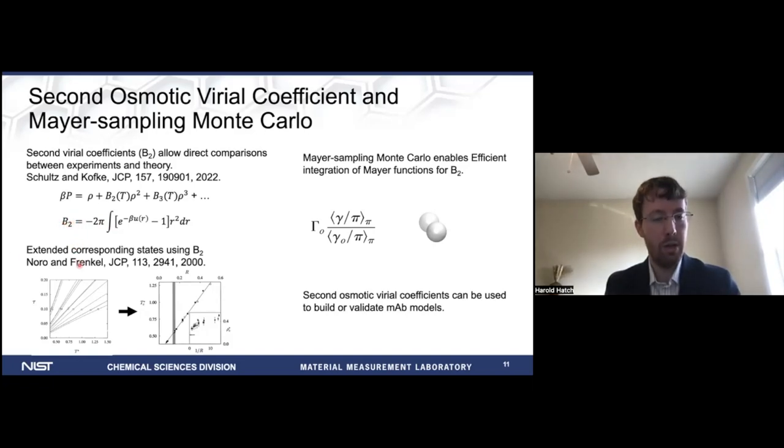It's also used in this relatively famous Noro and Frenkel extended corresponding states to collapse phase diagrams. It's very efficiently calculated with Mayer sampling Monte Carlo, which integrates these Mayer functions in an efficient way. And so we'll be using this for the mAb models.